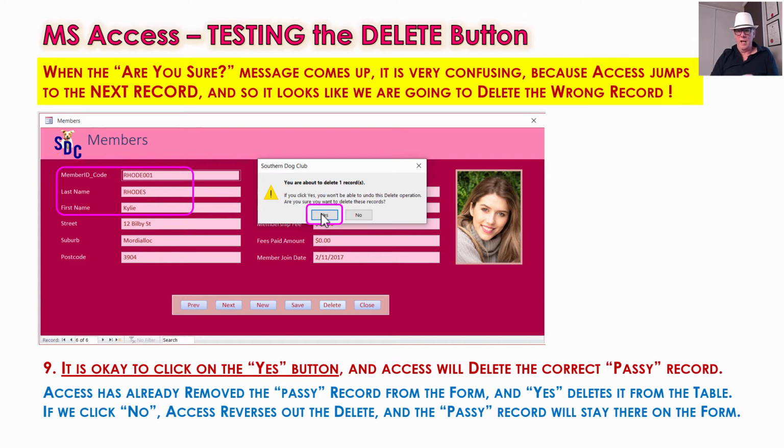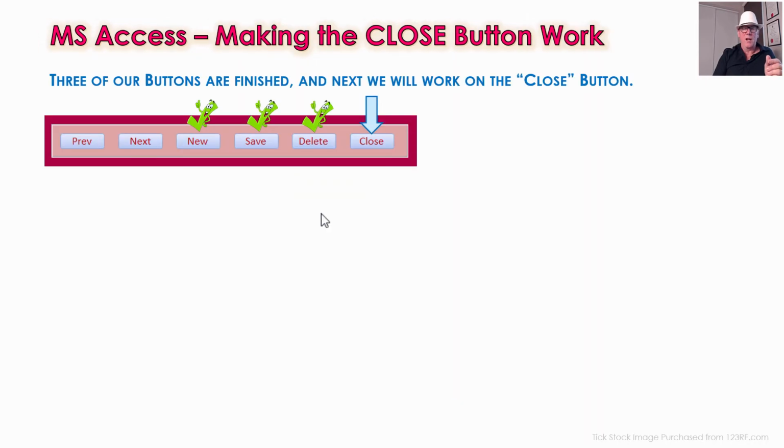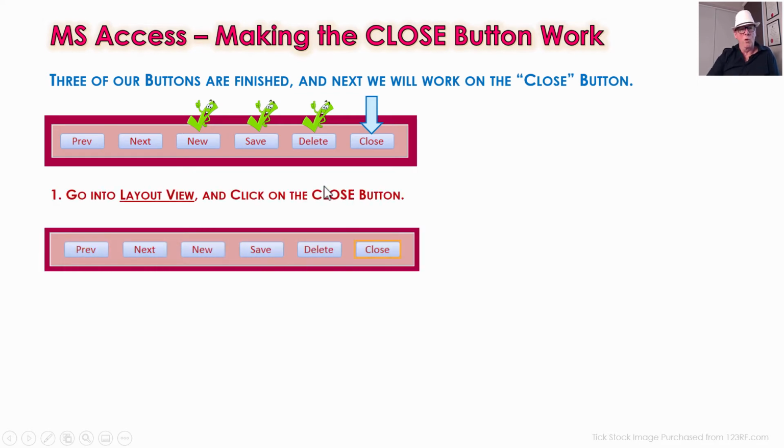So that's that, and what should happen is Passy won't be there and that's all good. So we're on to the next button, the close button. So we're more than halfway there. We're 50% of the way there. We've done 3 out of our 6 buttons. This one's another simple macro one.